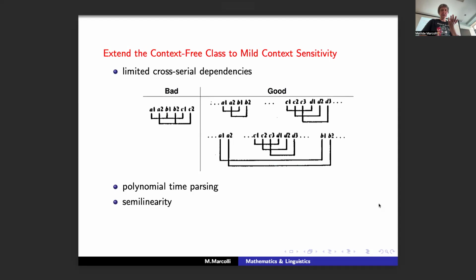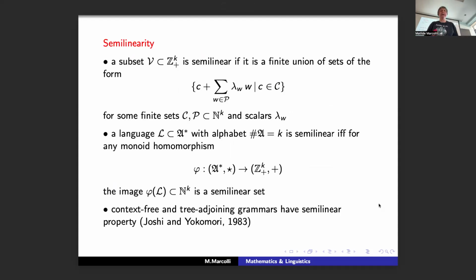So again, one of the ideas was to try to capture some class that, from the formal languages point of view, would be more expressive than the context-free grammar, and would be able to capture some of the cross-serial dependencies that are known to occur in languages, and also would have good computational properties. For example, being parsable in polynomial time, and having this semi-linearity property that I'm going to talk about in a moment. So, what is semi-linearity? A subset of n copies of the non-negative integers is semi-linear if it is a finite union of linear spans.